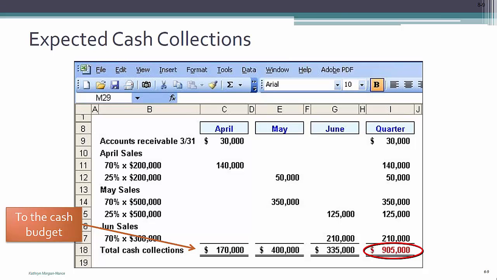The final step then is to calculate the total for each column in the schedule and the total for the quarter, which is $905,000. We can add the columns across at the bottom to make sure they equal the total column for the quarter on the right. And notice that these amounts will flow through to the cash budget.